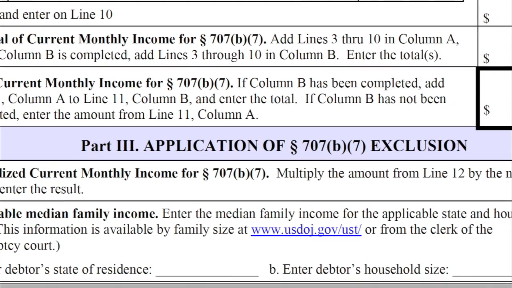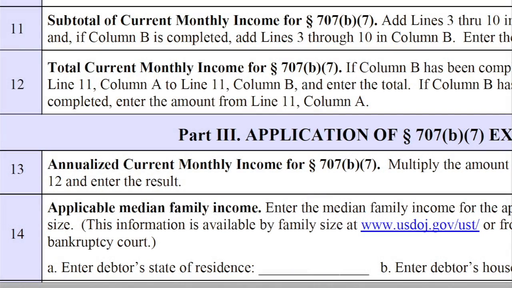Now, part 3 is where you do the comparison of the debtor's income to the median income for their household size in that state. So this person had a household of 1 in DC. So in part 3, the first thing we do is we take the monthly income and multiply it by 12. And that takes us to $18,938.04, which is the annualized monthly income of this debtor from all sources.